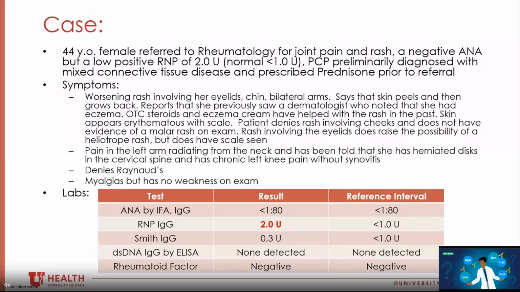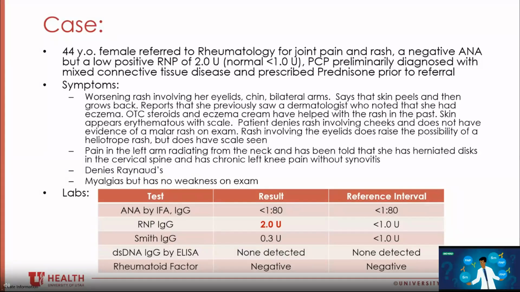a multiplex chemiluminescent assay. The patient was positive for anti-RNP antibodies, but negative for anti-nuclear antibodies by IFA, as well as double-stranded DNA antibodies, Smith antibodies, and rheumatoid factor. She was given an initial diagnosis of mixed connective tissue disease and treated with high-dose steroids, but her symptoms continued to worsen, with the rash spreading to involve her eyelids, chin, and both arms.